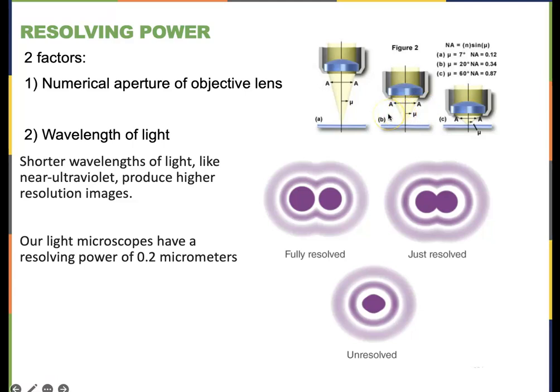So here's our resolving power. Resolving power depends on 2 factors: numerical aperture of the objective lens and the wavelength of light. The numerical aperture is basically how much light gets into that tiny lens at the bottom of your objective lens. The picture here in A is going to be scanning or low power, because there's a very large working distance. The least magnified objective, your lowest power, has the biggest gap between your slide and the objective lens. This is called the working distance.